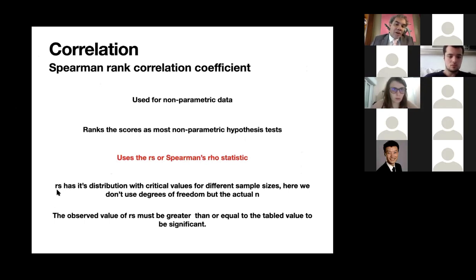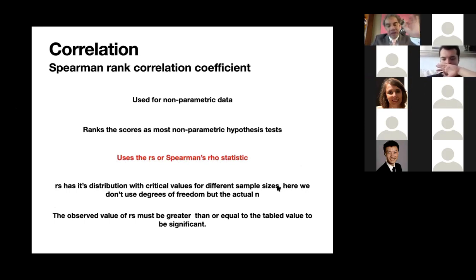Okay? RS as well has its distribution with critical values for different sample sizes. Here in Spearman correlation, we do not use degrees of freedom. We use the actual n. We don't use n-2, n-1. We use the actual n in Spearman. Okay? Then the observed value of RS must be greater than or equal to the critical value in the table to be significant.